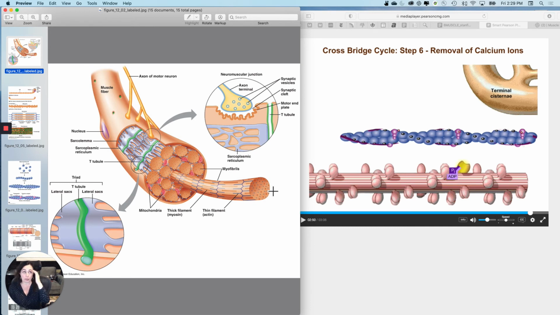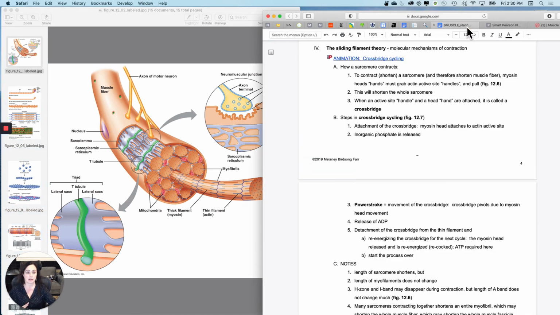So I hope you can extrapolate to figure out why skeletal muscle contraction is so incredibly energetically expensive. Because each individual crossbridge is going to go multiple times, and then there's tons of them per myofibril, and there's tons of myofibrils per muscle fiber, and there's tons of muscle fibers per muscle. So this is a really incredibly energetically expensive process.